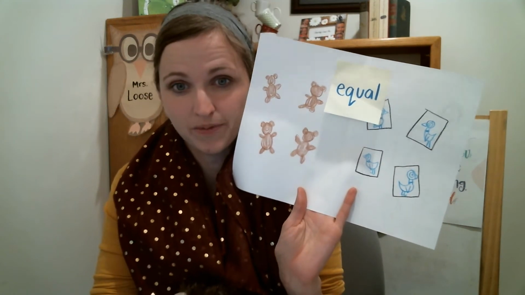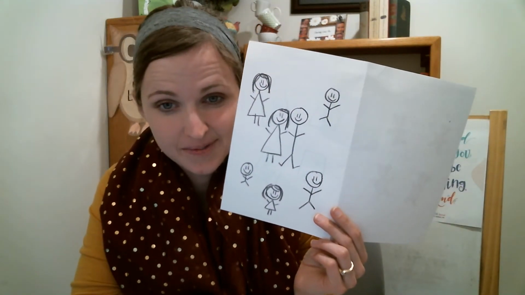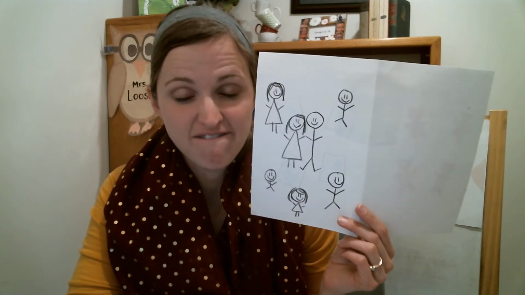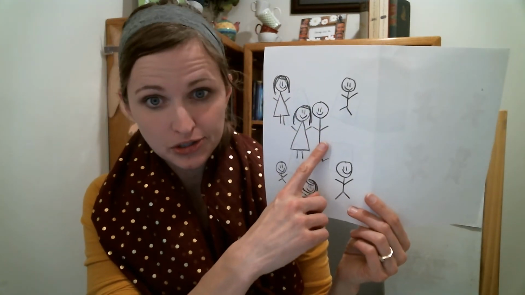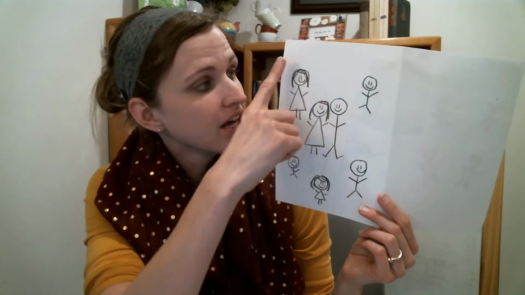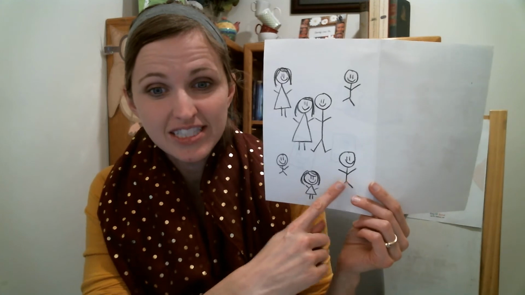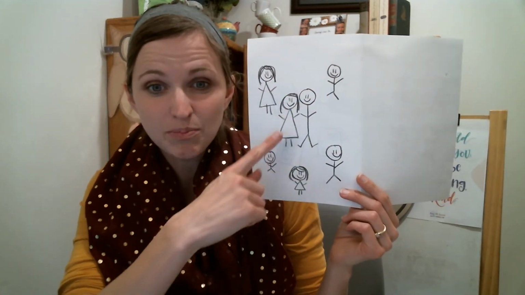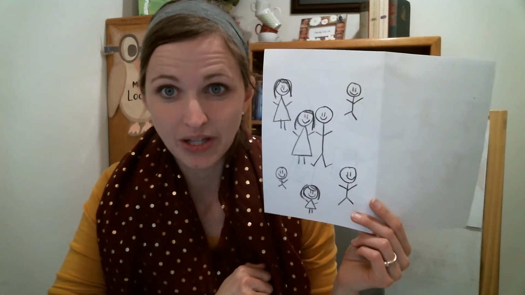So I see 4 and 4 are equal. This side we're going to do greater and less. So what I did is I drew a picture of my family. I have a big family. So this is me, Mrs. Luce, and this is Mr. Luce. And then I have 5 kids. I have my oldest daughter, my oldest son, my middle son, my youngest daughter, and my baby son. So I have 5 kids plus 2 grown-ups, that makes 7. I have 7 people in my family.